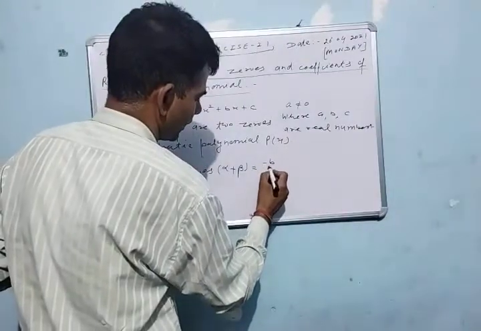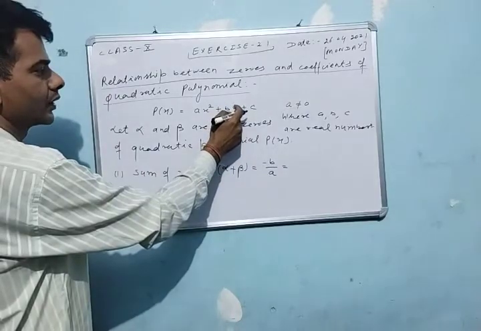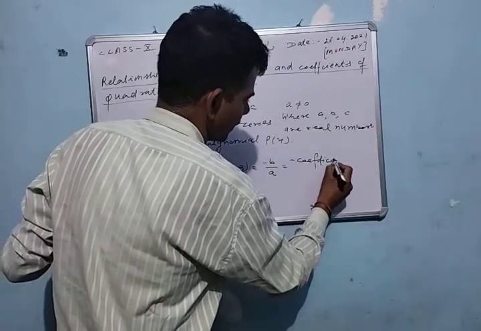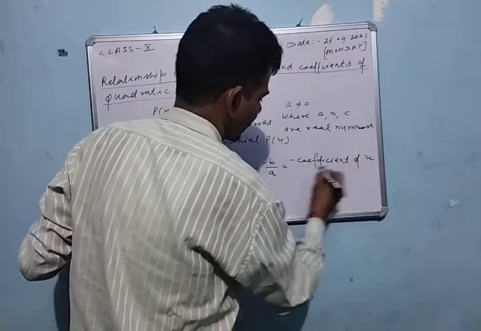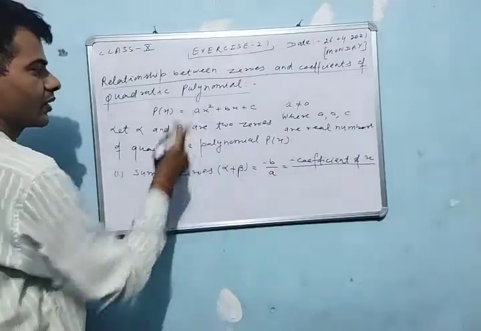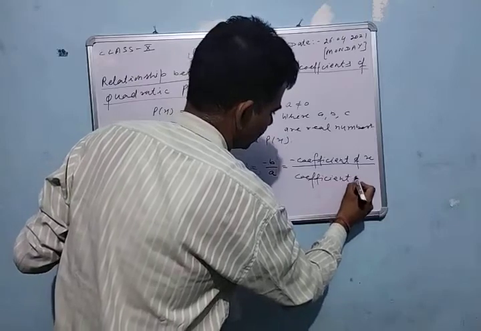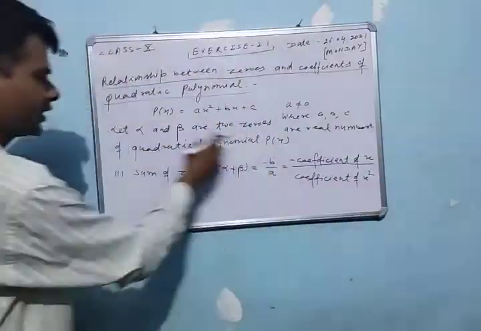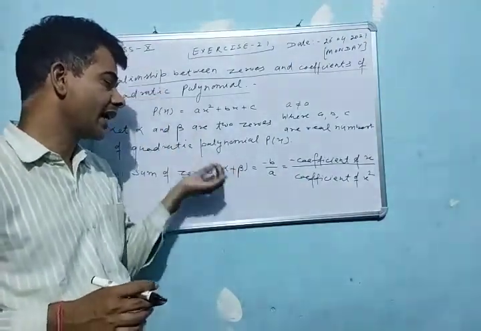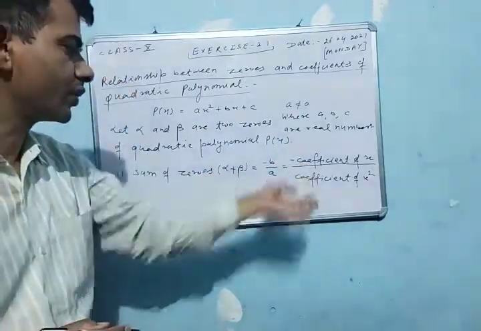a. Now students, what is b? b is the coefficient of x. And what is a? a is the coefficient of x square. Students, these formulae are most important. Please keep in mind: alpha plus beta is minus b by a, that is, minus the coefficient of x divided by the coefficient of x square.